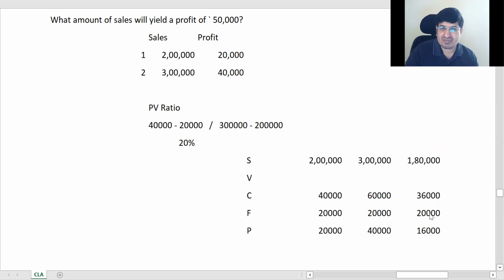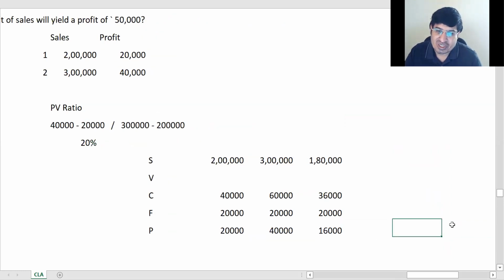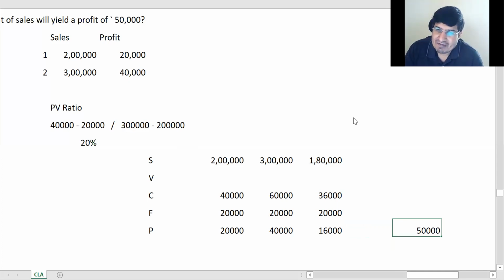Then last, what they are asking is what amount of sales will yield a profit of 50,000. They have given a profit, so we have the desired profit. I told you that in such cases, 50,000 is the profit.